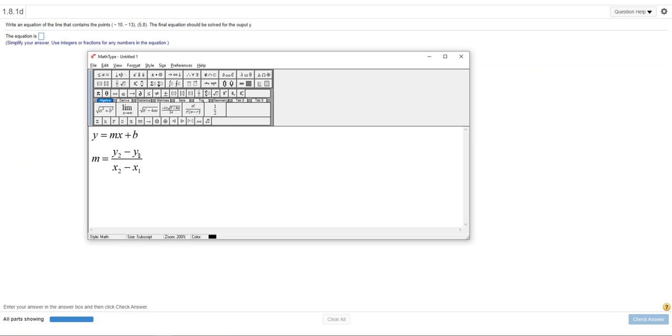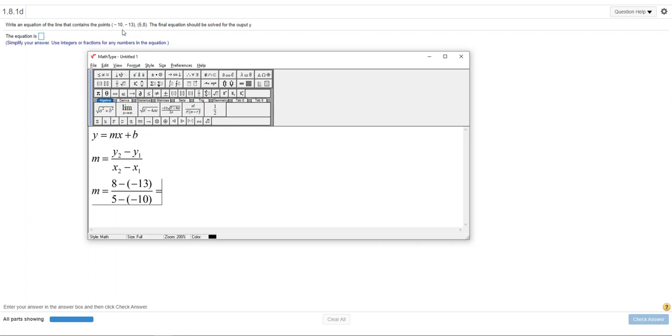The first step is to determine the slope. And so we have a formula that we can use to find the slope. And so let's do that. So our slope is going to be equal to the final y value, which is 8, minus the initial y value, which is negative 13, over the final x value, or x2, which is 5, minus the initial x value, which is negative 10.